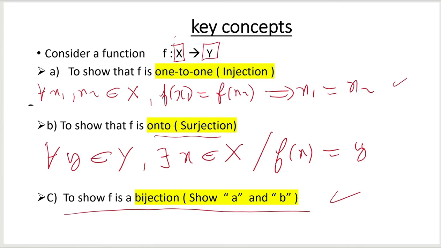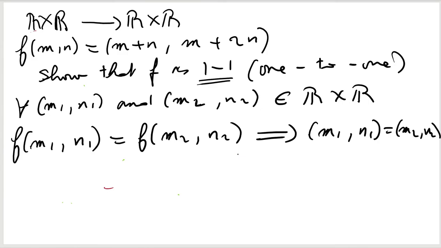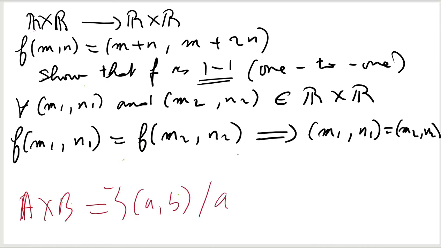So let us just pick one example here. What I was saying earlier is that remember, if you have A cross B, we said that was a set of pairs (a, b), such that a is in A and b is in B.